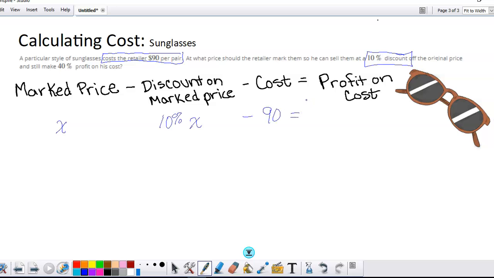And our profit is also a percent on the cost at 40%, but this is 40% of the cost. And our cost was $90. So before we can do this, there should be a minus here. Before we can do this work, we need to change our percents into their decimal form.